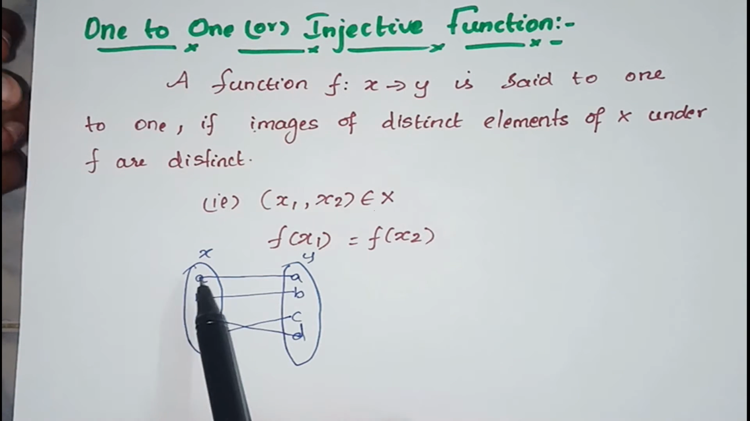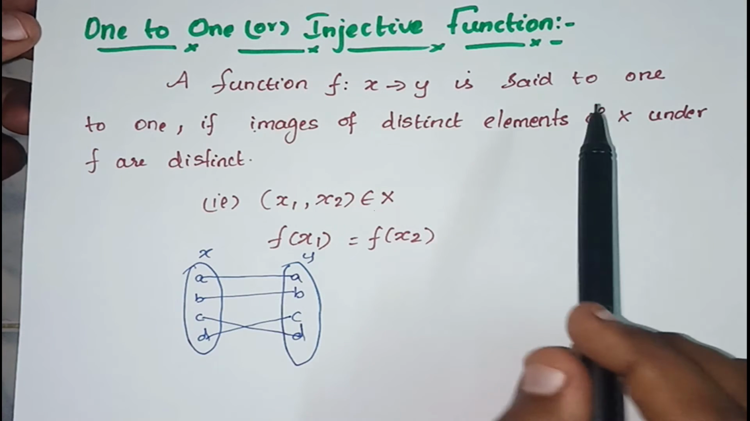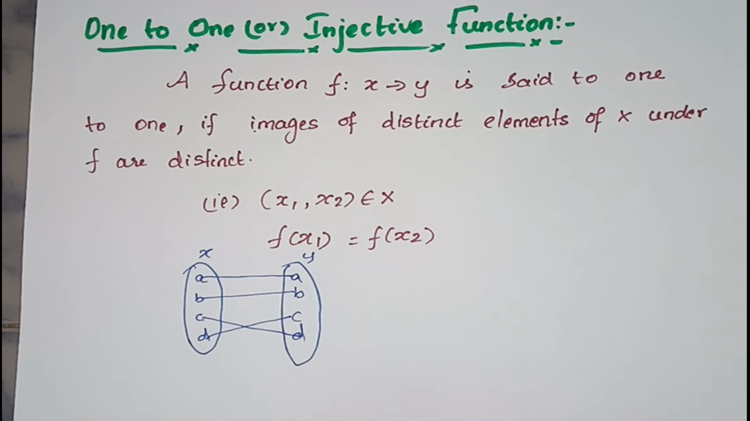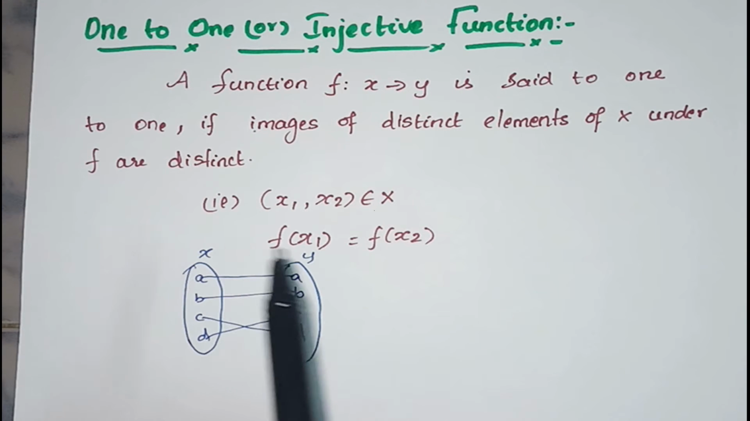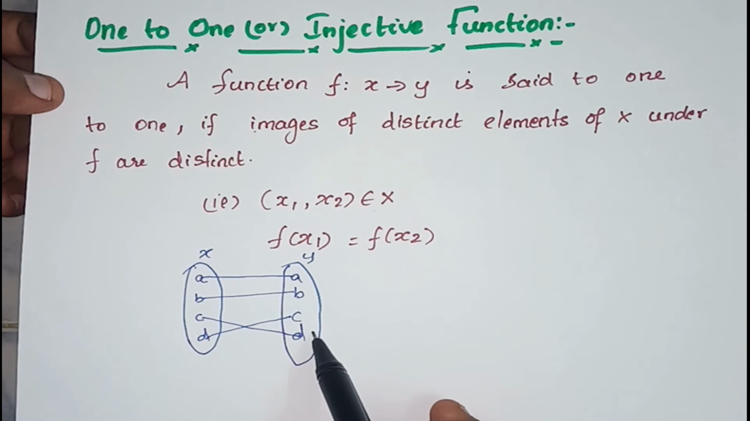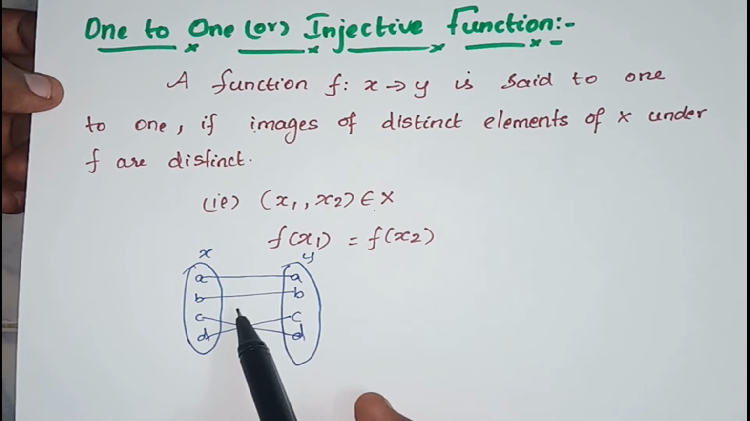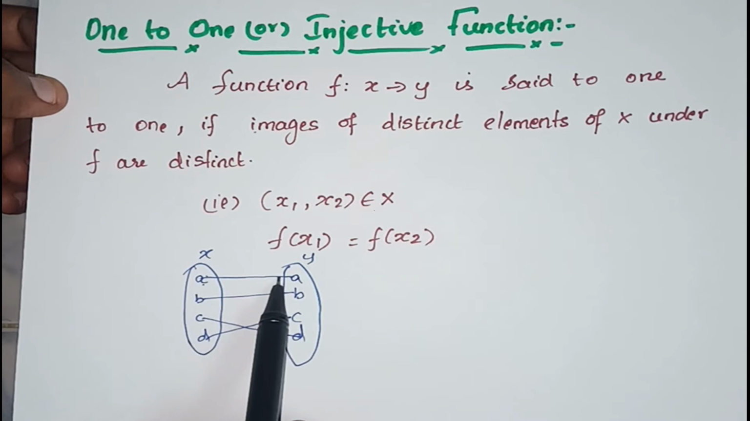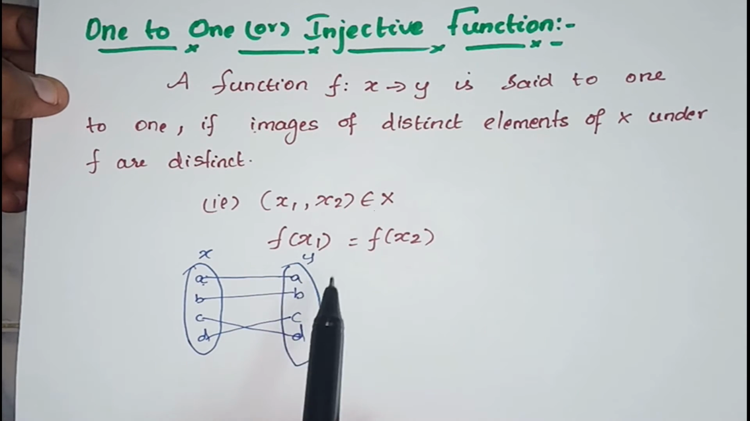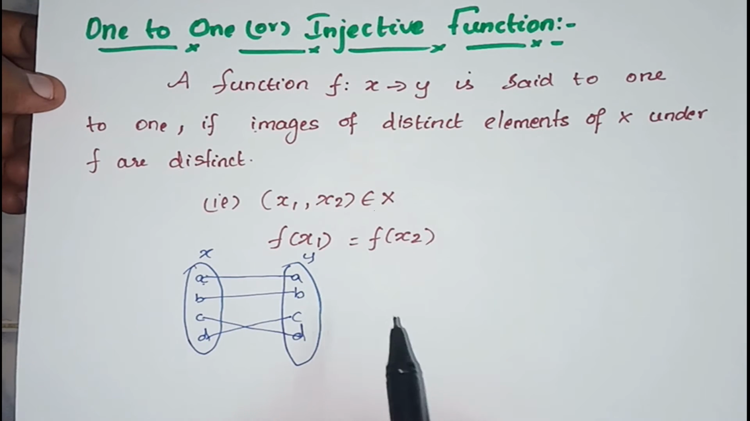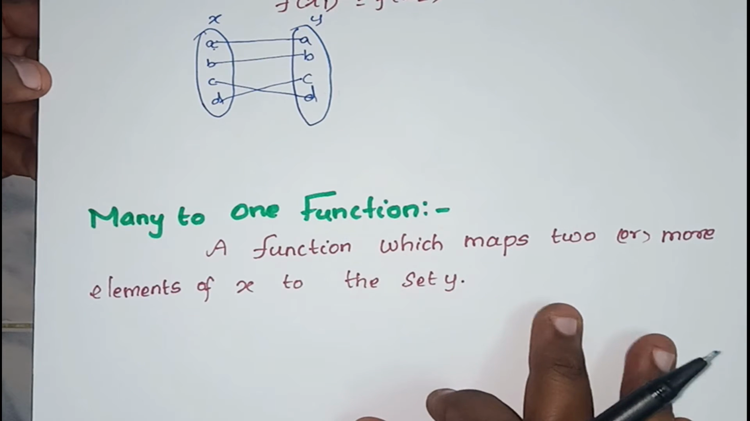Why? Because the images of distinct elements of X under f are distinct. Distinct means different. So a one-to-one function means each element in X is mapped with a unique element of the other set. Every value in set X is associated with one value in Y. This is the one-to-one or injective function. So the next one is many-to-one.